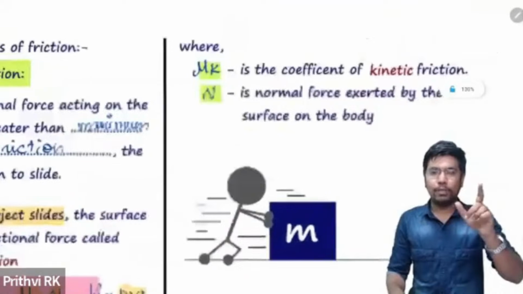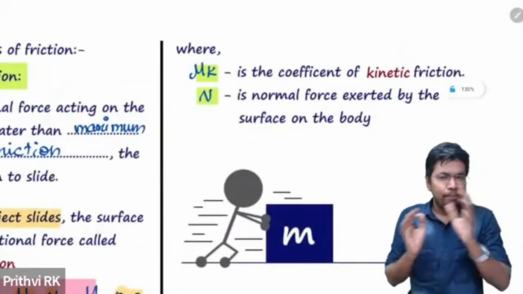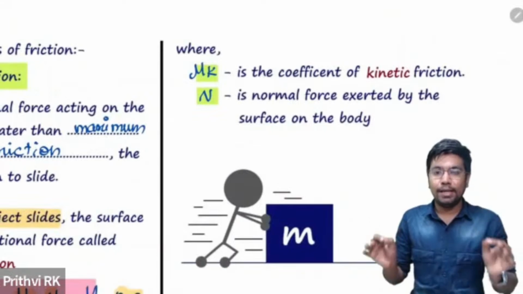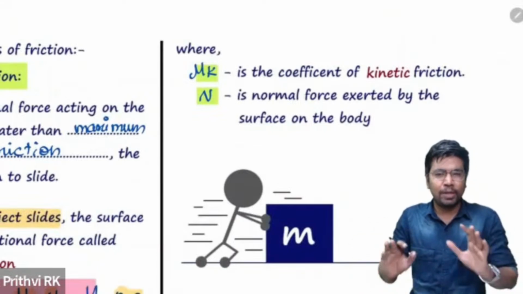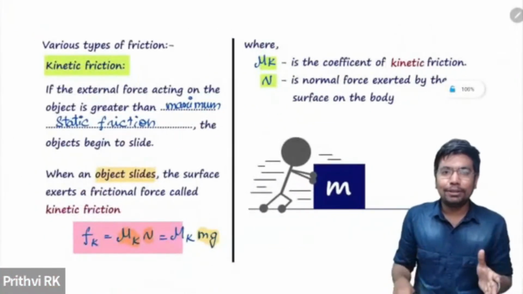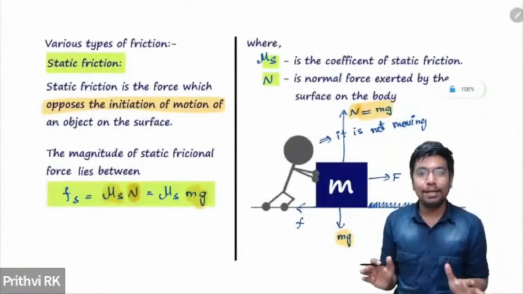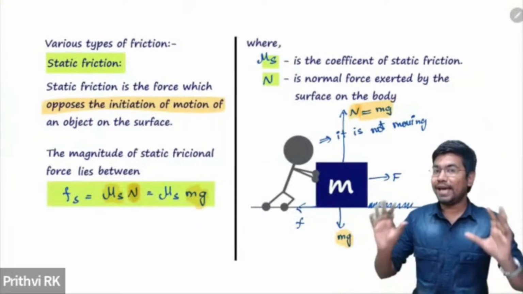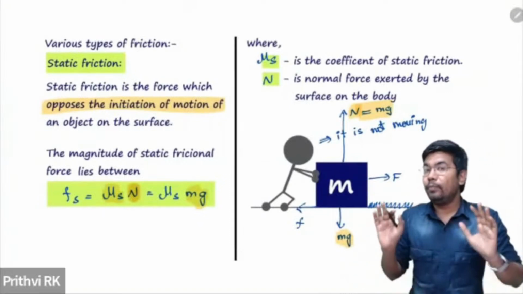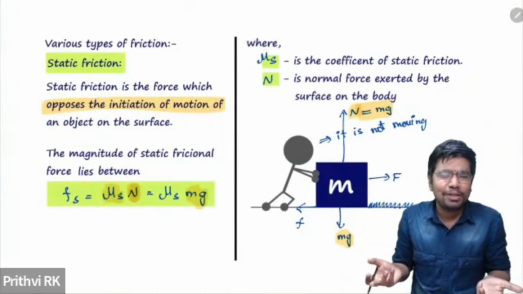Again, if you see here, mu k is the coefficient of kinetic friction. And what is N? N is the normal force exerted by the surface on the body, right? So kinetic friction and static friction, as concepts, are different. One is at rest, the other is in motion. But problem-wise, they are the same thing.